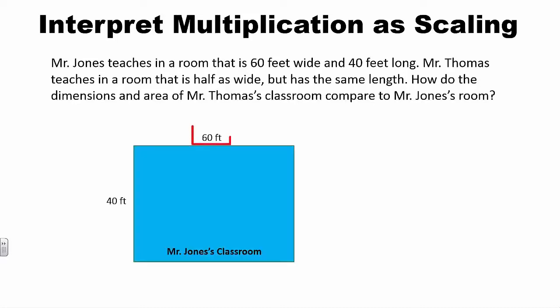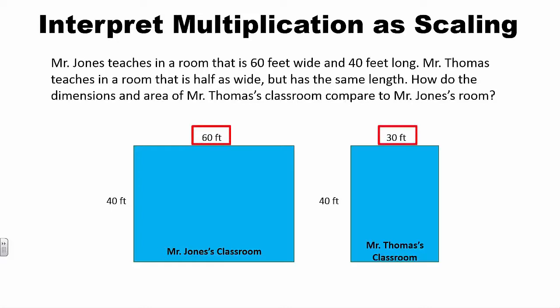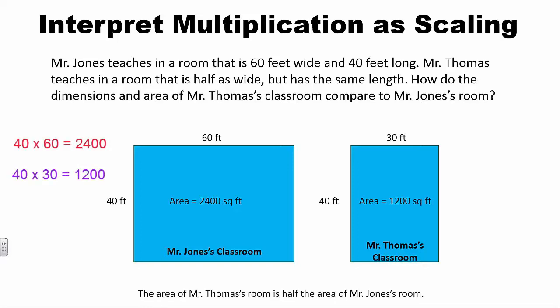Since Mr. Thomas's room is half as wide as Mr. Jones's room, the factor of 60 is halved, which is equal to 30 feet. Since one of the factors was halved, the product will also be halved. If Mr. Jones's classroom has an area of 2,400 square feet, then Mr. Thomas's classroom will have an area that is half that. So half of 2,400 is 1,200. So Mr. Thomas's classroom has an area of 1,200 square feet. Therefore, the relationship between the problems of 40 times 60 and 40 times 30 is halved. If the factor is halved, the product will be halved.